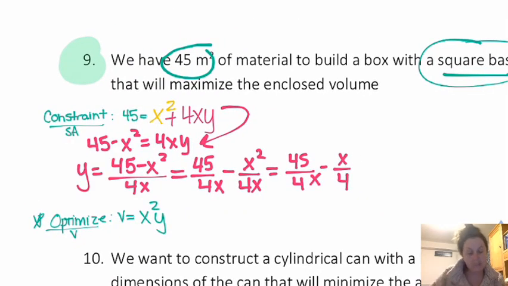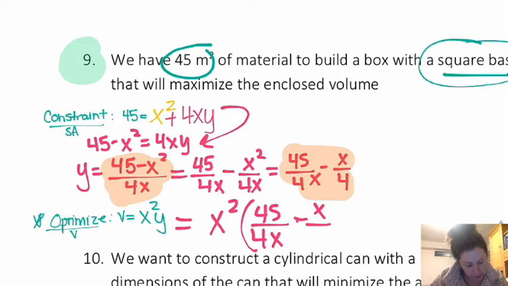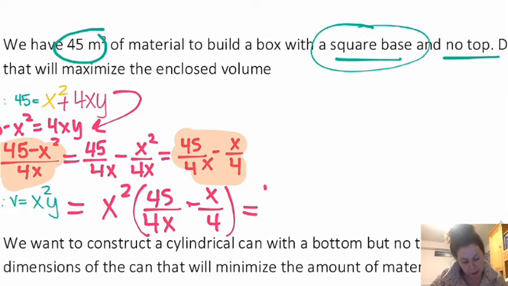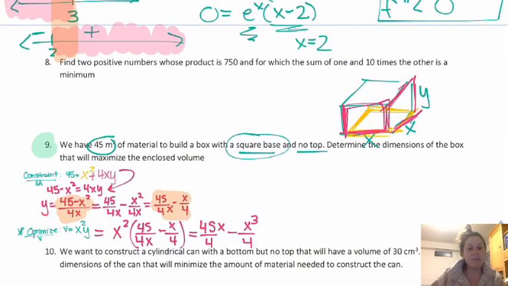Now, let's substitute that in. So this is going to become X squared, and then instead of Y, I'm going to put in this. And again, you can put in this expression, or you can put it in that expression. It doesn't matter what you put in. So I'm going to go with the one on the right: 45 over 4X minus X over 4. And I'm going to distribute that X squared out. So this would be 45X over 4 minus X cubed over 4. So there's my volume function. And again, I've done no calculus yet.